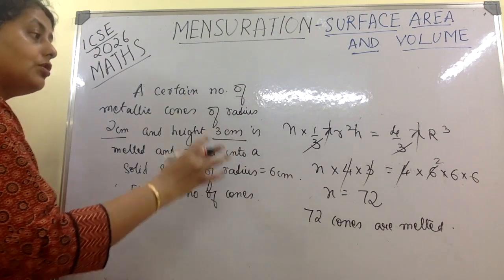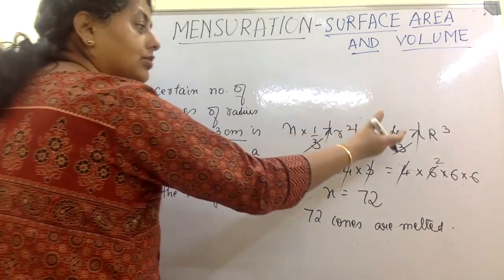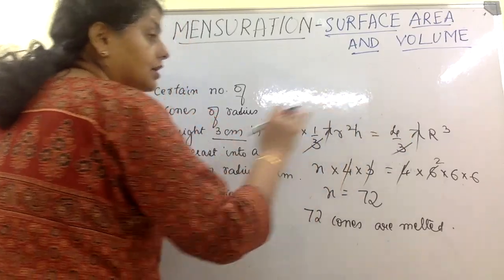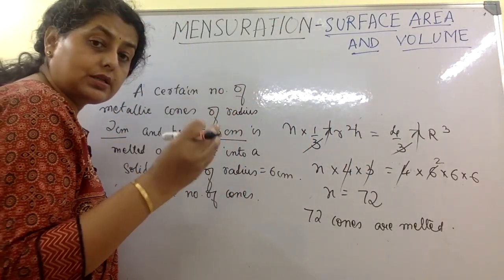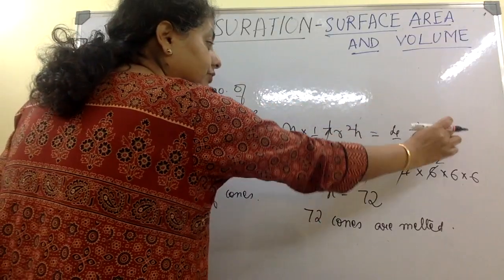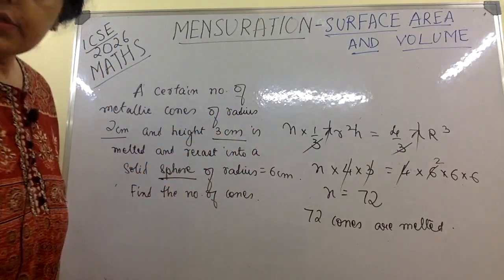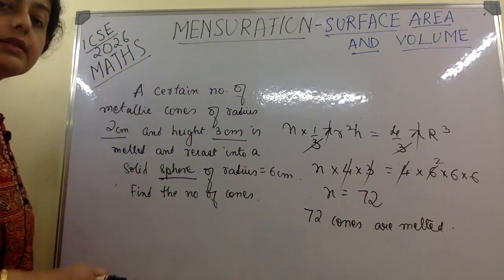Because volume of the melted cones is equal to the volume of the sphere. If you want, you can write it here. If you don't have time, please don't write, because you can miss that step. Write volume of the cones is equal to volume of the sphere only if you have time, or leave a line and write it later. So let's see the next question.